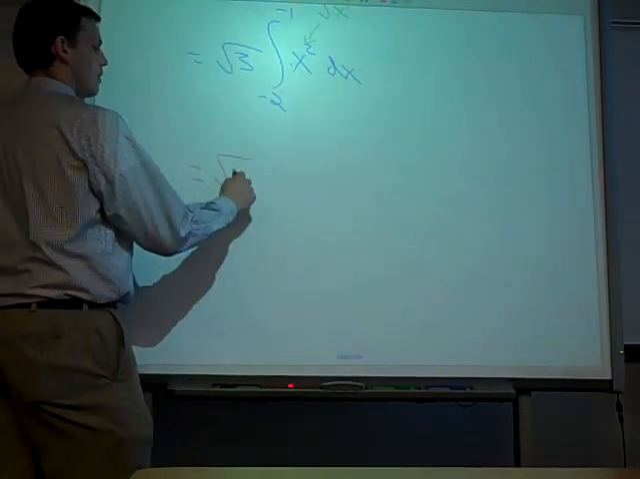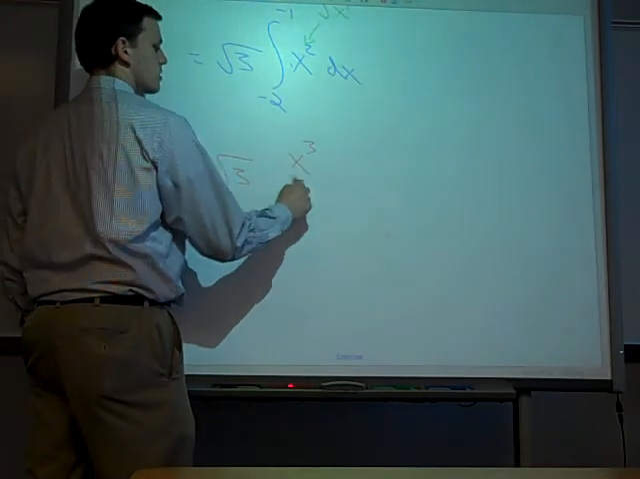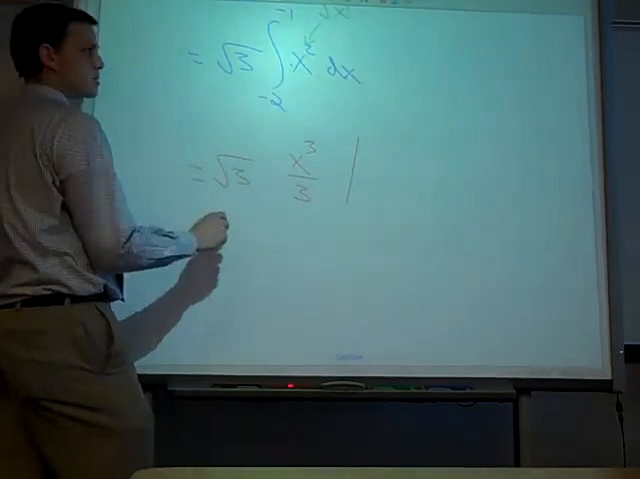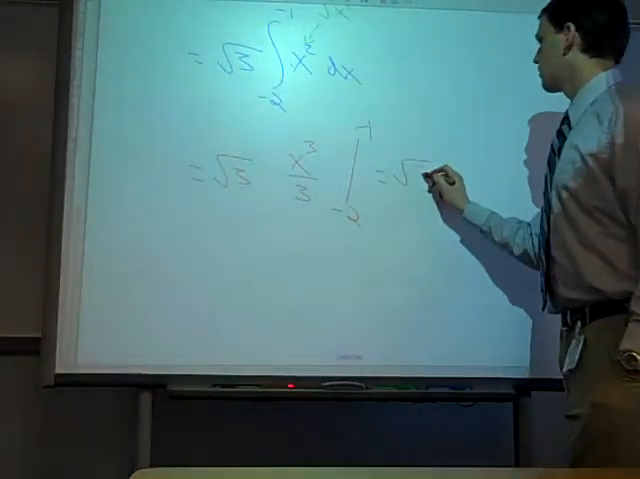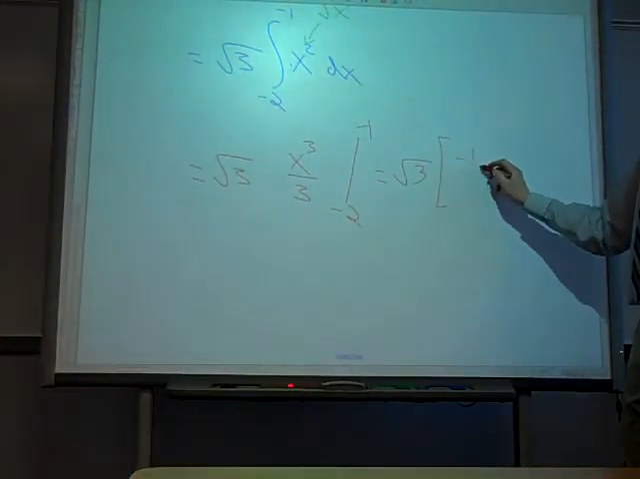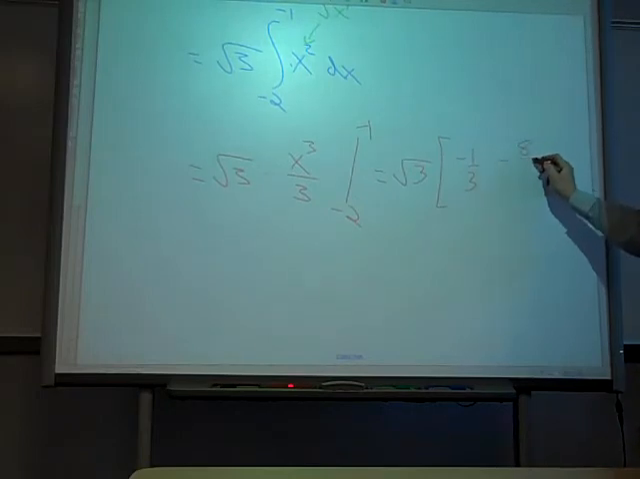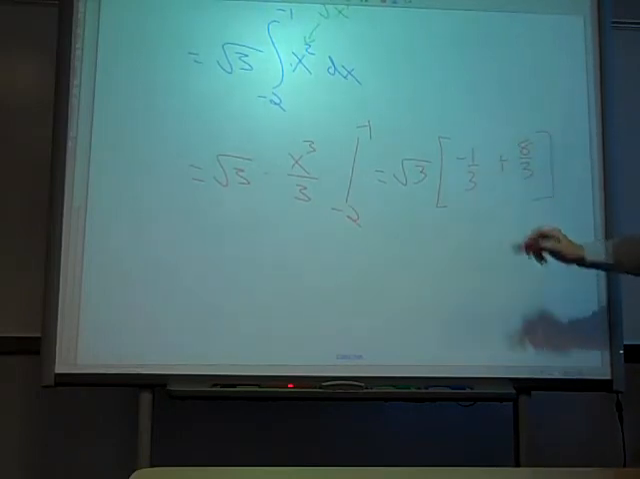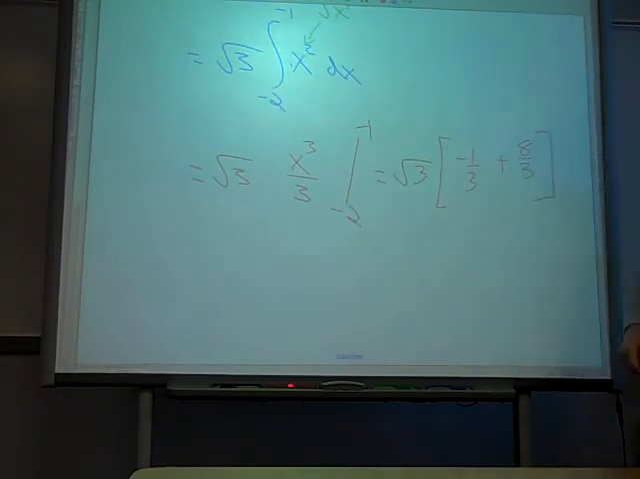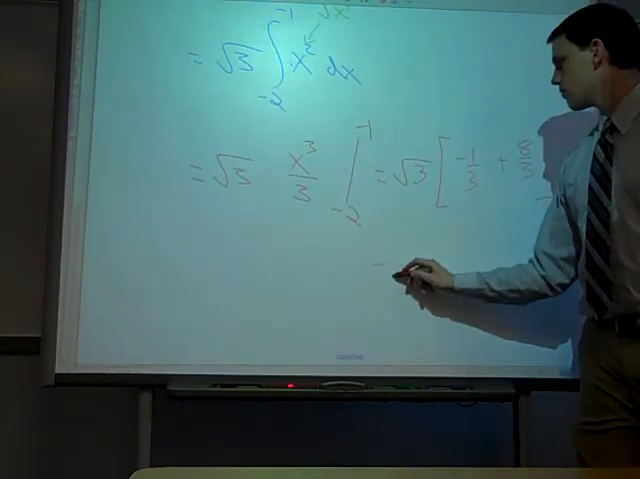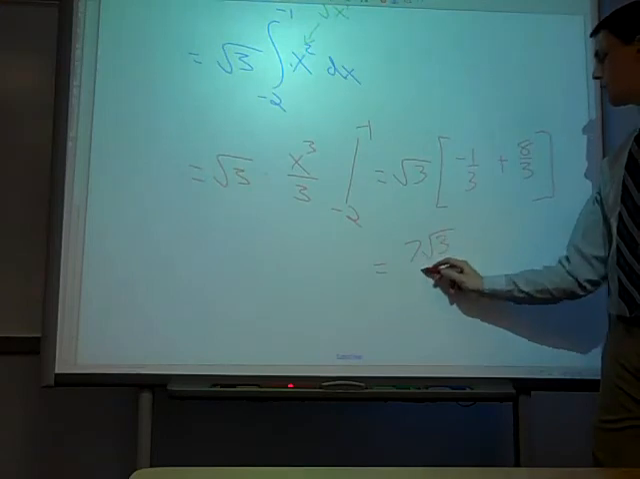And this becomes the square root of 3 times x cubed over 3. That's the integral of x squared from -2 to -1, which is the square root of 3 times -1/3 minus 8/3, no, plus 8/3, because I'm minusing the negative. So that becomes 7 square root of 3 over 3.